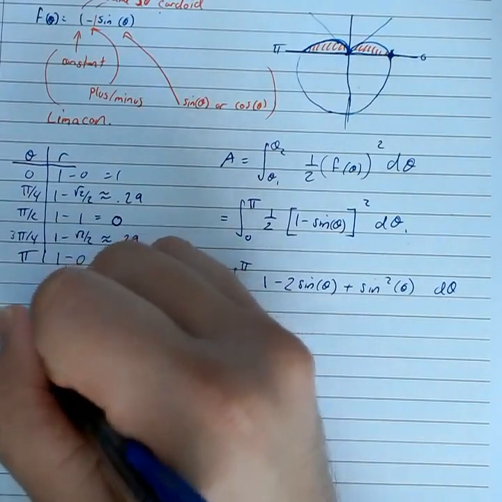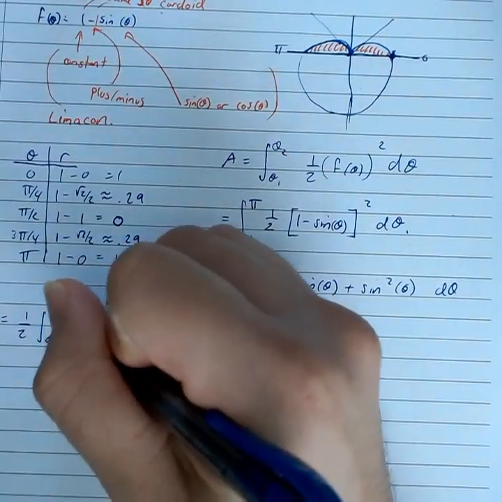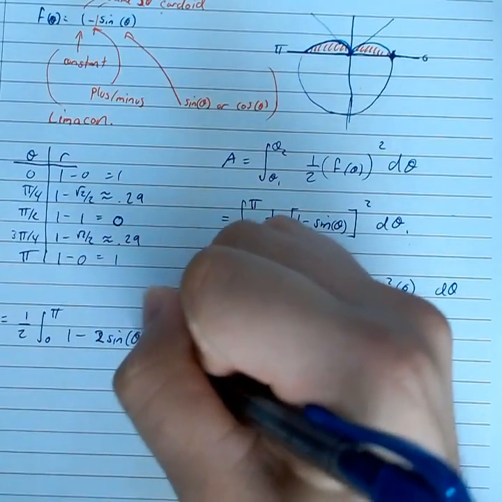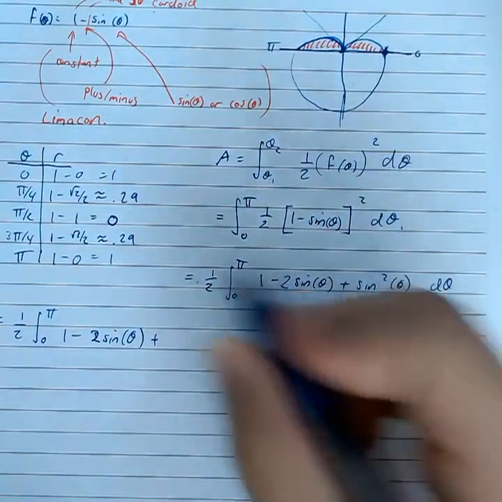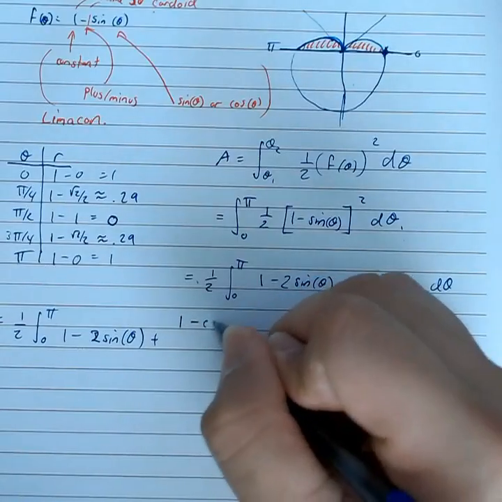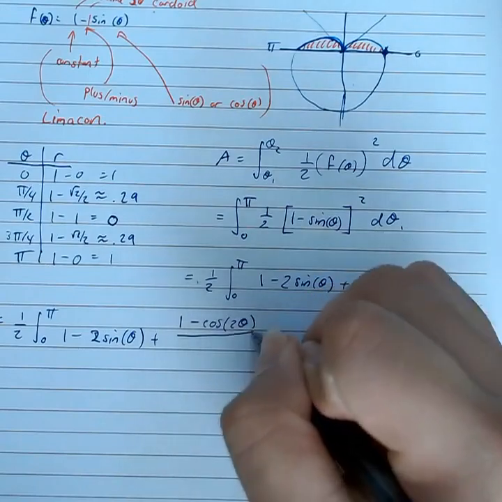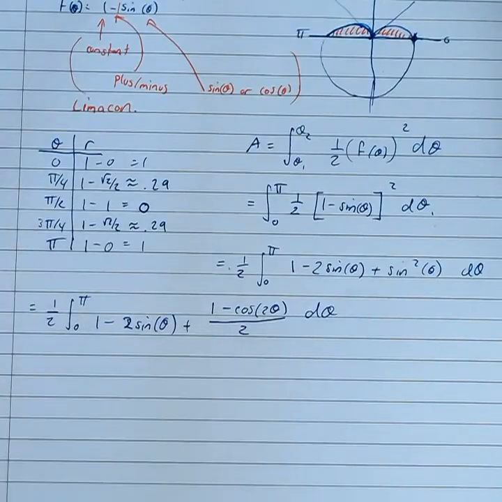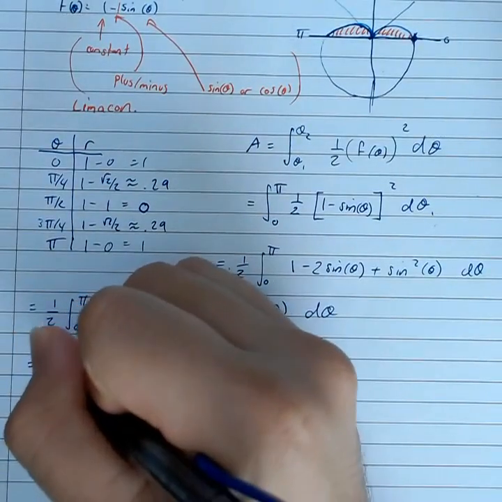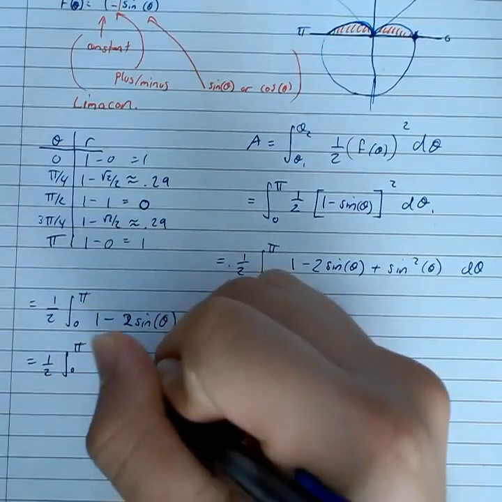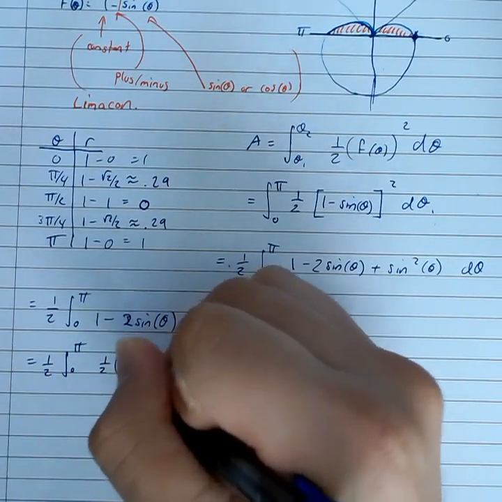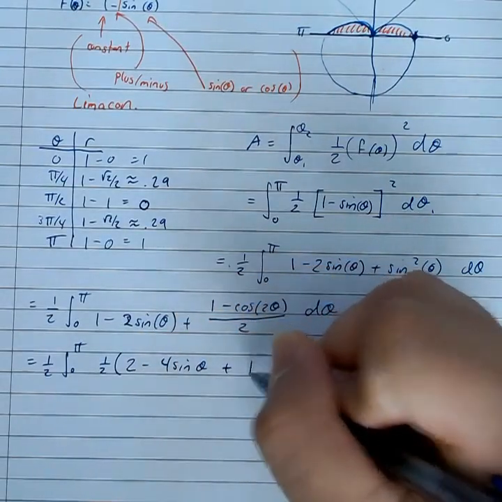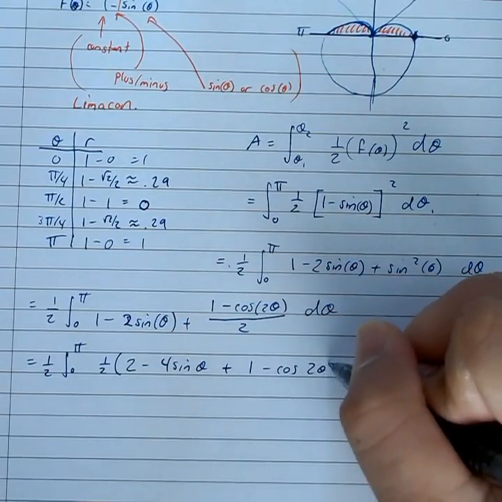So here that's going to be 1/2 times the integral from 0 to pi of 1 minus the double sine of theta plus, and now here the power reduction formula makes that into 1 minus the cosine of 2 theta over 2. D theta like that. Here I can factor out a 1/2 by doubling everything. Notice this is the same as saying 1/2 the integral from 0 to pi of 1/2 times 2 minus 4 sine of theta plus 1 minus the cosine of 2 theta.